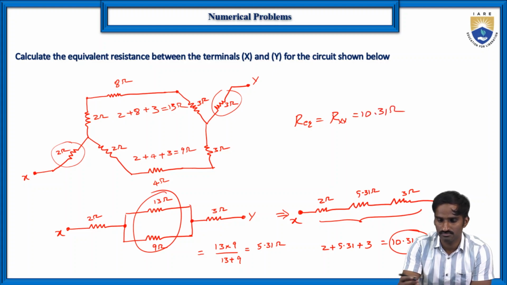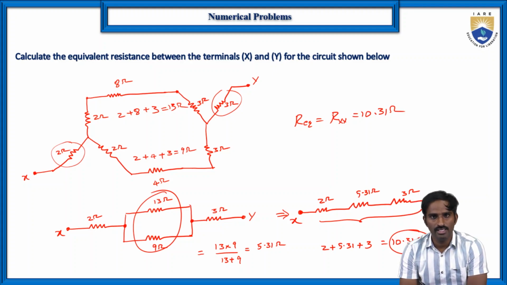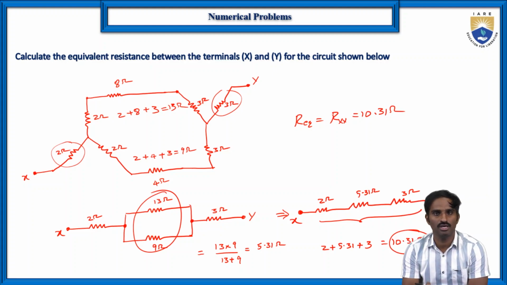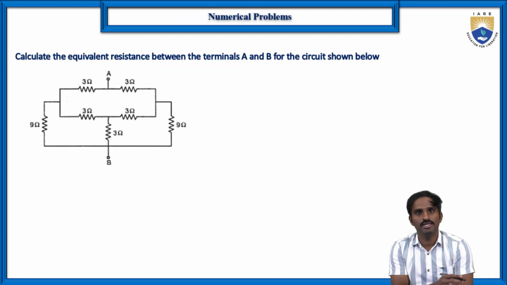10.31 ohms. So this is how we can find the equivalent resistance between the two terminals by using the star to delta or delta to star transformation. According to the circuit requirement, we have to identify whether we should transform the delta to star or star to delta. Okay, now let us go for the next problem.